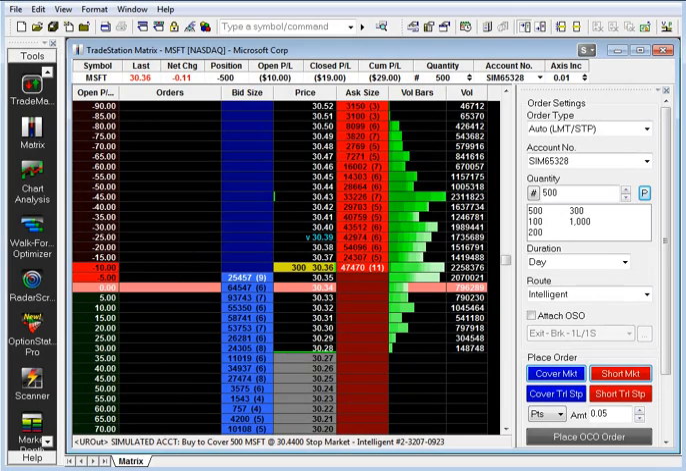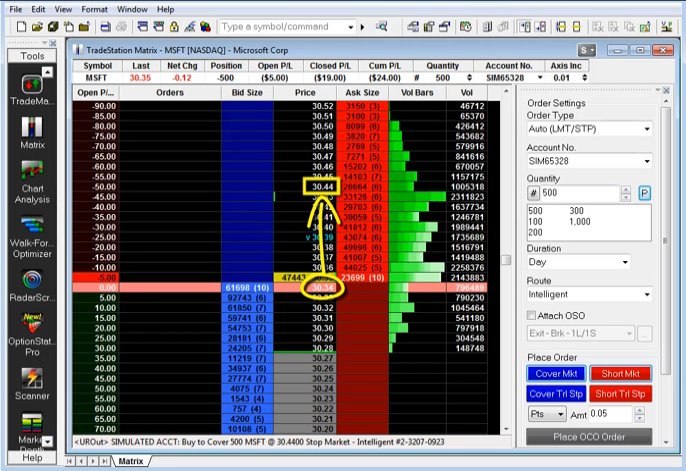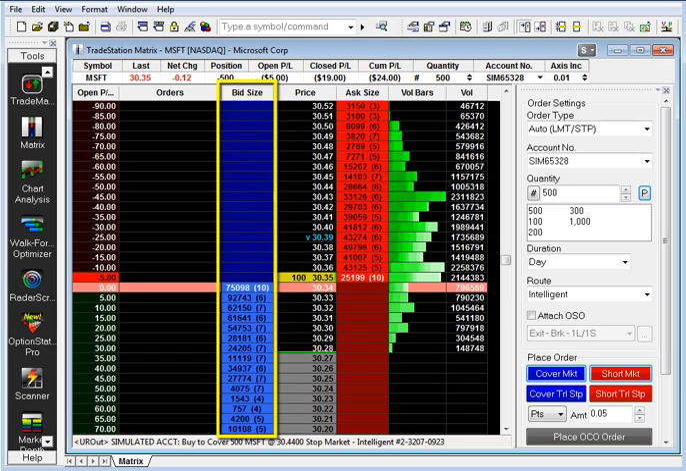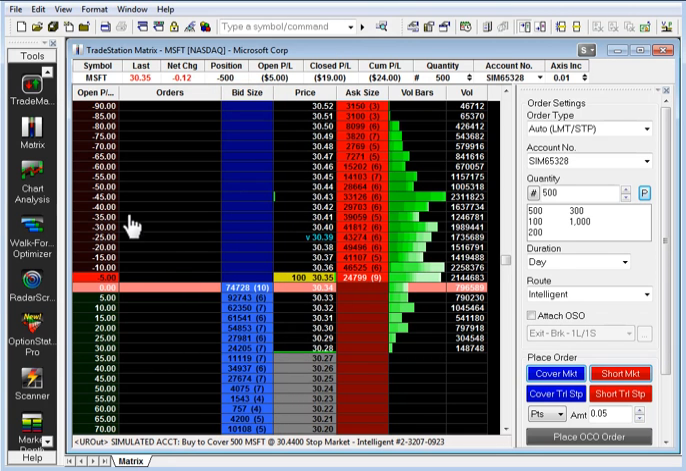Stops are commonly used as protective exit orders in case of losses. In this matrix, I'm short 500 shares of Microsoft. The average entry price of my position is highlighted by the red horizontal bar. Let's place a stop market order 10 cents above this entry price. Since I'm placing a buy to cover order, I will click a cell under the bid size column. I hover over the blue cell that corresponds to my exit price and Cover 500 stop market is displayed under the orders column. Clicking the cell automatically places this order.